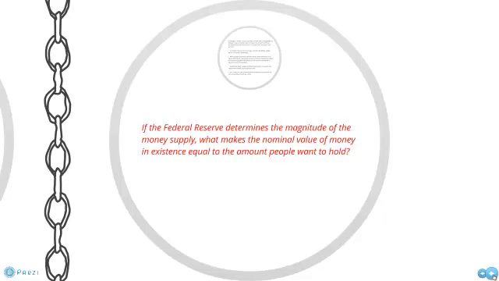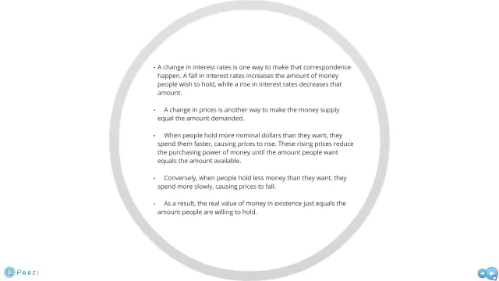If the Federal Reserve determines the magnitude of the money supply, what makes the nominal value of money in existence equal to the amount people want to hold? A change in interest rates is one way to make that correspondence happen. A fall in interest rates increases the amount of money people wish to hold, while a rise in interest rates decreases that amount. A change in prices is another way to make the money supply equal the amount demanded.